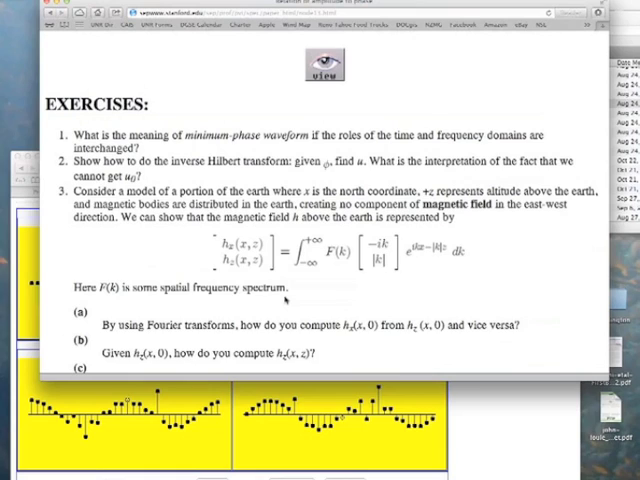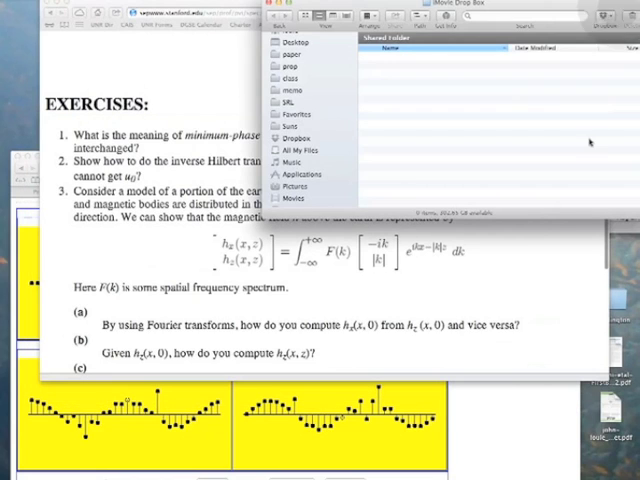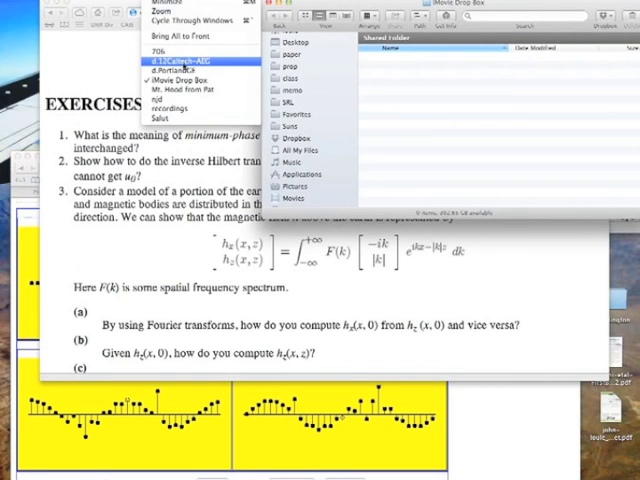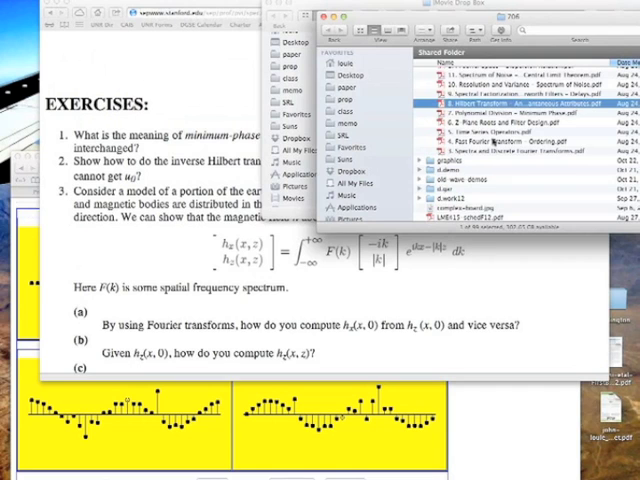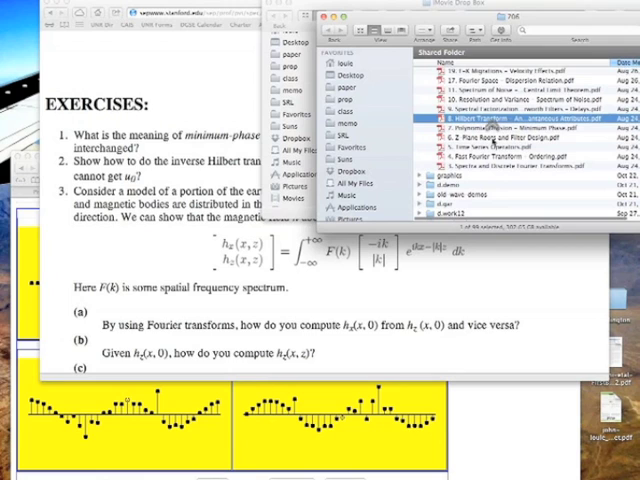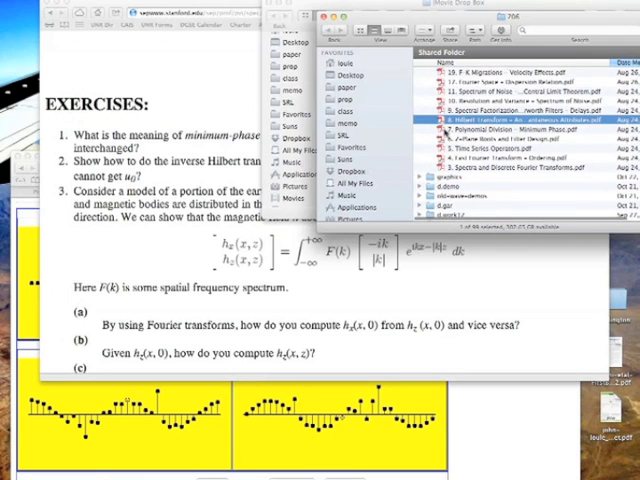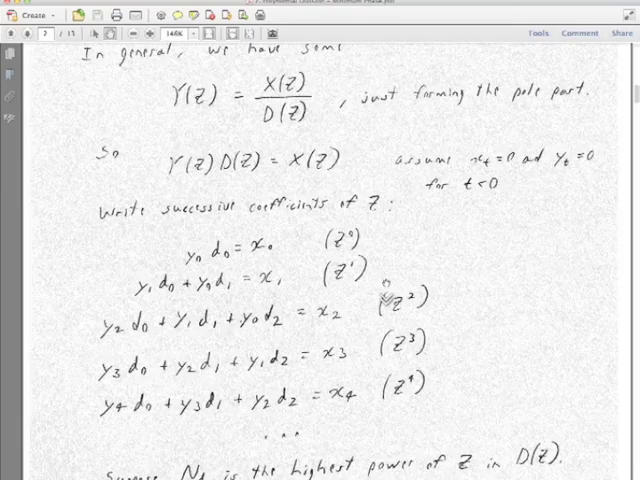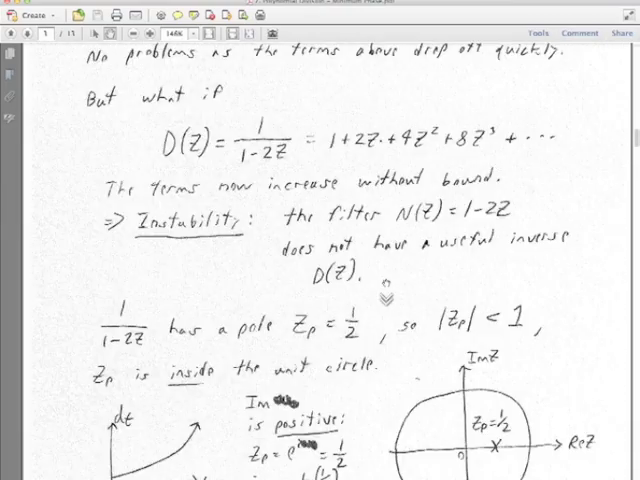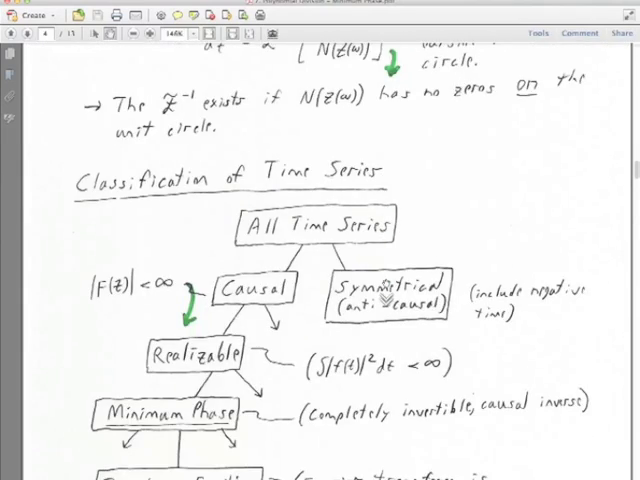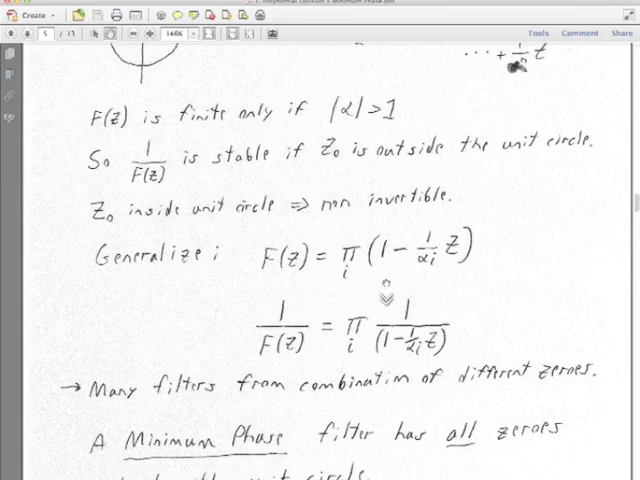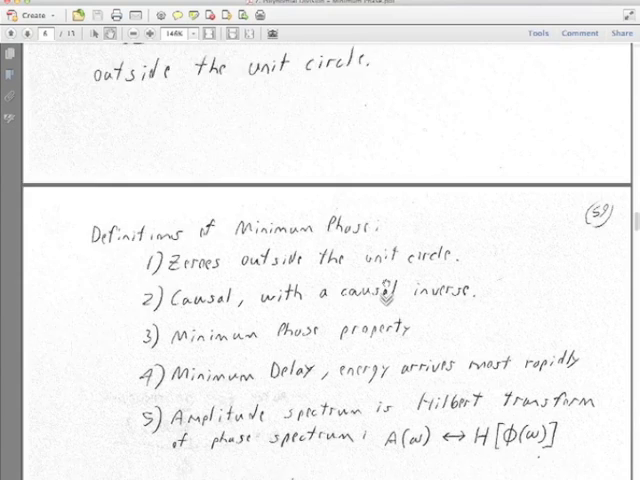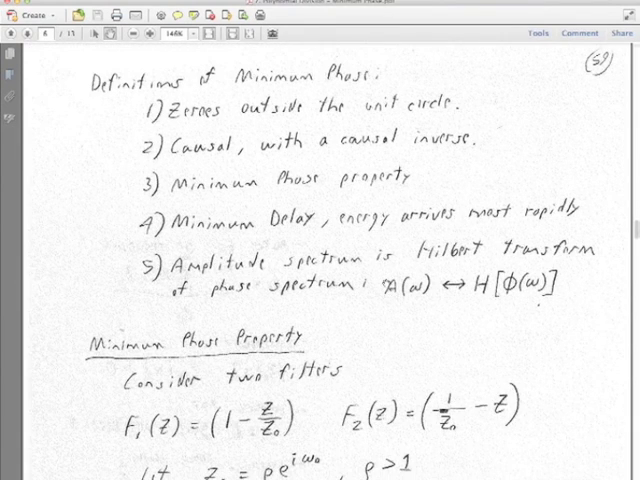Right. So let's go to the definition of minimum phase, right? Factorization. Let's see, where are we? Oh, that's in number 7. So first we had to understand what inverse filter meant. And then we have an example of minimum phase. But here's all the definitions of minimum phase.